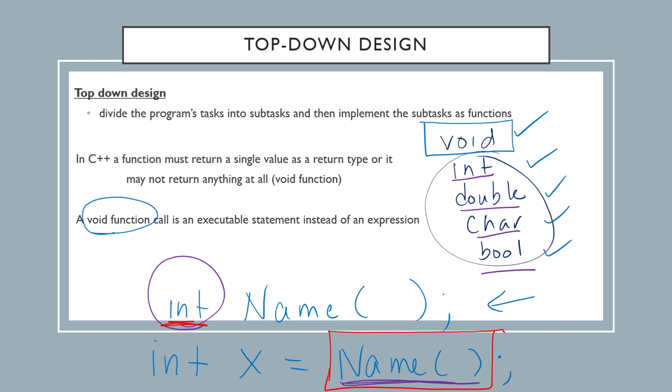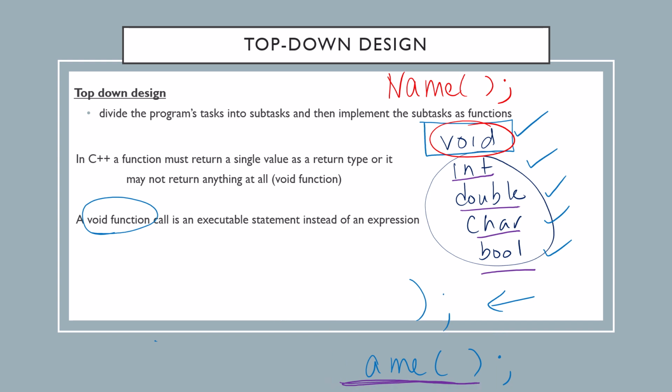If the function is void, it returns nothing, so when you call it, it's going to be a statement because it doesn't have anything being returned from it. So a void function is an executable statement. Any other type of function is an expression.